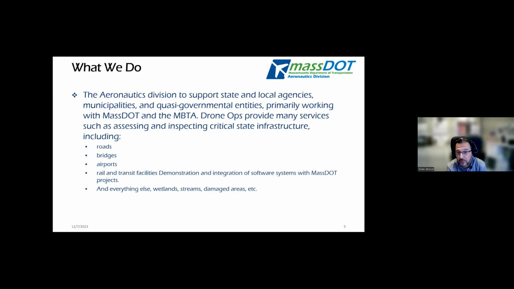So what we do, we fly with all local agencies, municipalities, and quasi-governmental entities. We fly all over Massachusetts. We provide our services essentially to MassDOT transportation, which means the highway and the MBTA, the railroads. We fly roads, bridges, airports, and rails and transit facilities. And we fly everything else too. So we fly wetlands, we do environmental monitoring, we fly streams, we fly damaged areas too.